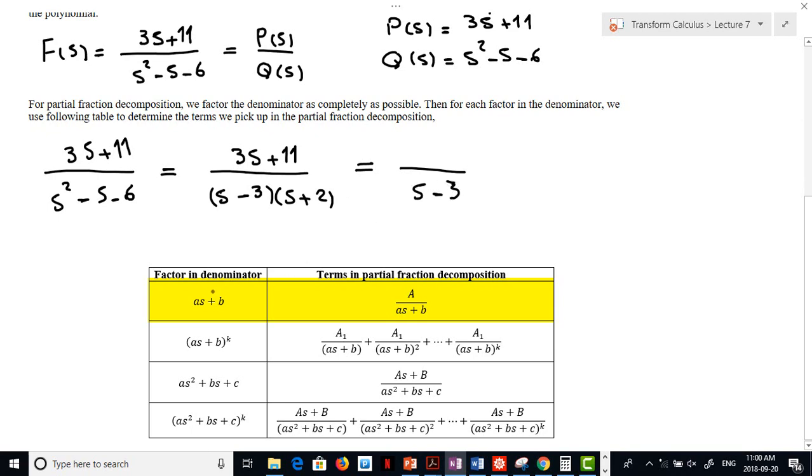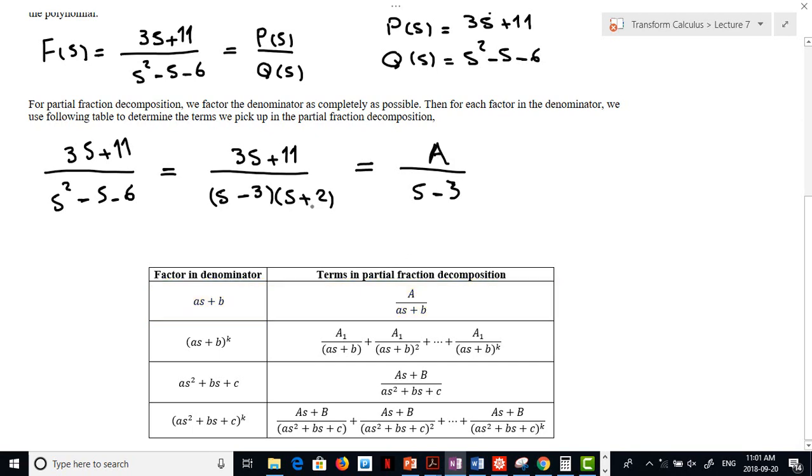In fact, we are in the first category because a is equal to 1, b is minus 3. As a result, we have s minus 3. So the term in partial fraction should be A capital divided by s minus 3.